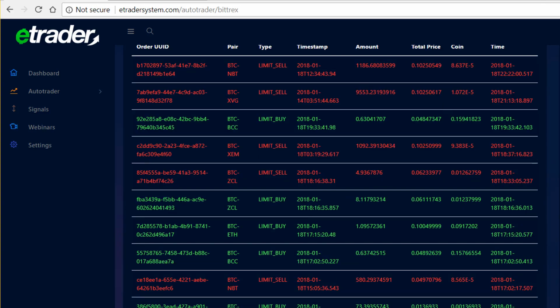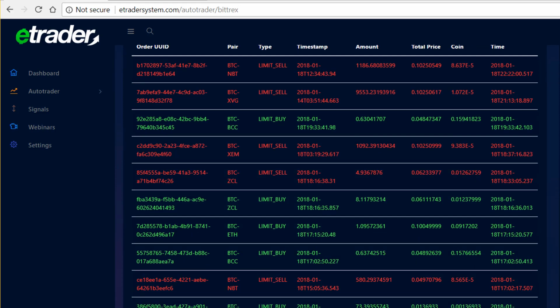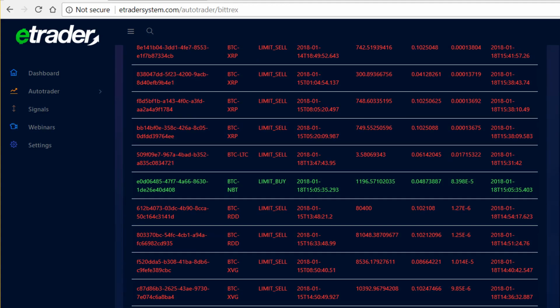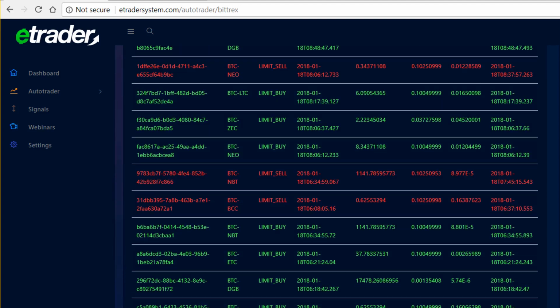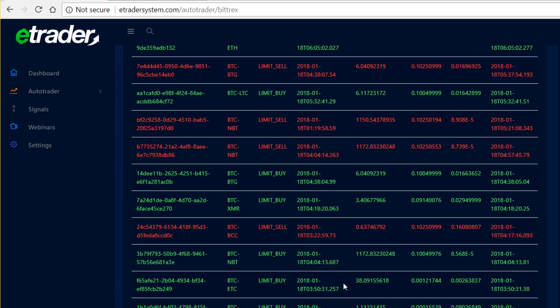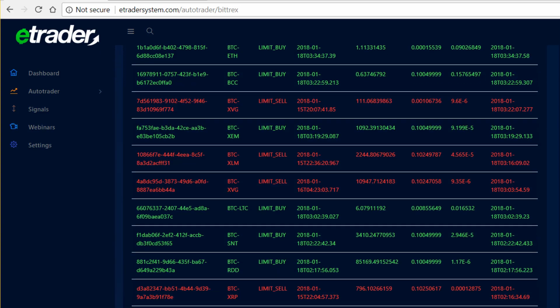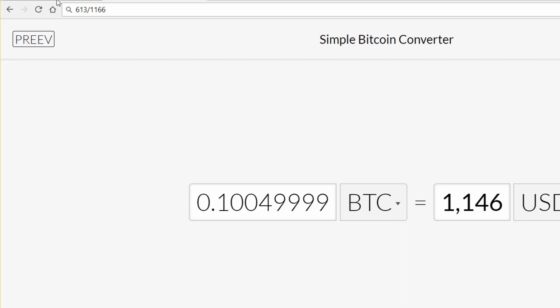Let's go find another one. Here we have BCC. That was a buy. Here we have XEM, and it was almost 1,100 coins, 1,092 coins. Let's see if we can find XEM. I think that's New Economy Movement. Looking at the green ones here, XMR, XEM, there it is. So here we're going to take our total buy, and we see that is 1146.